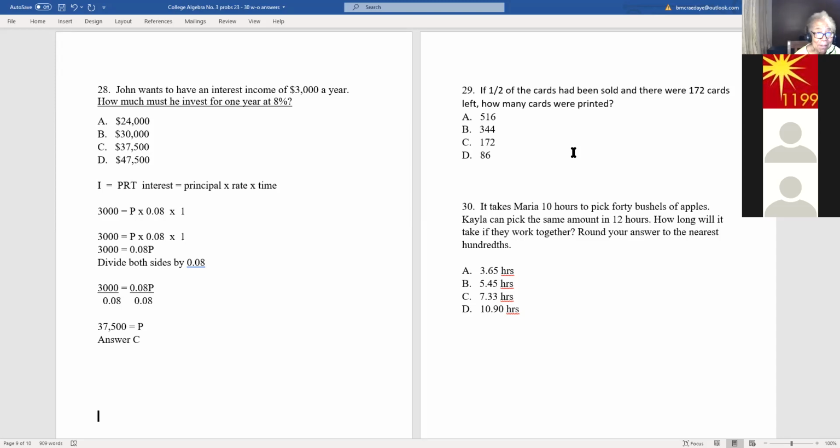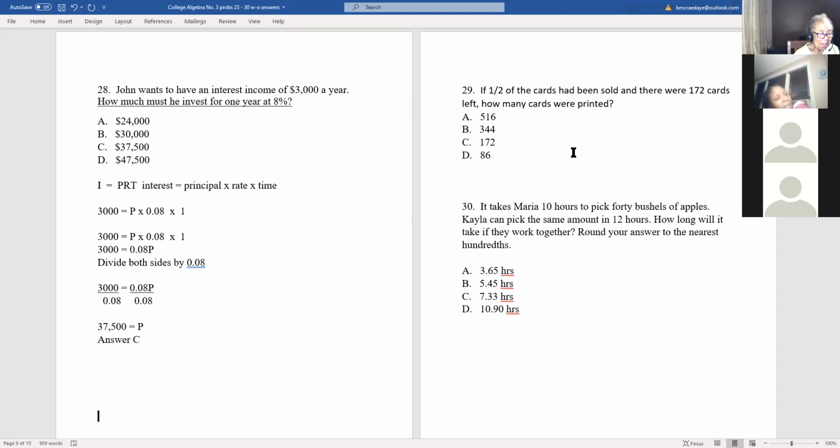Half of the cards had been sold. There were 172 left. How many cards were printed? 86 times 2 is 172. 344. Miss Barbara, you said 344? Yeah, half were sold, and there were 172 cards left. That is the answer. Yeah, no, 344.